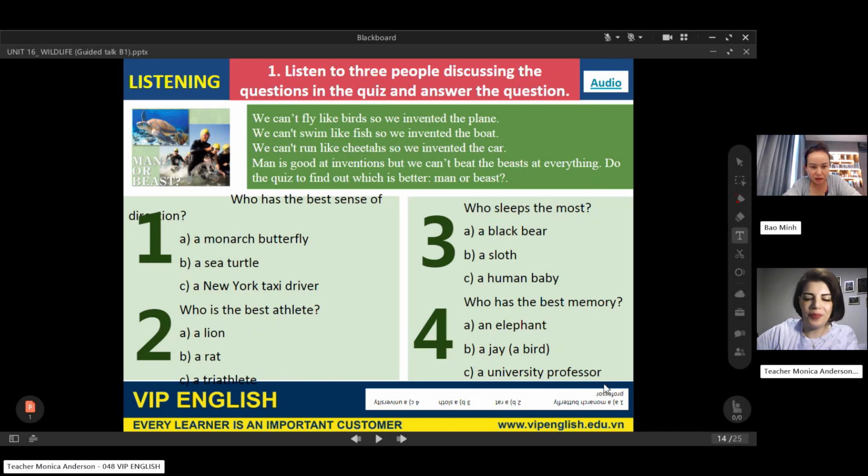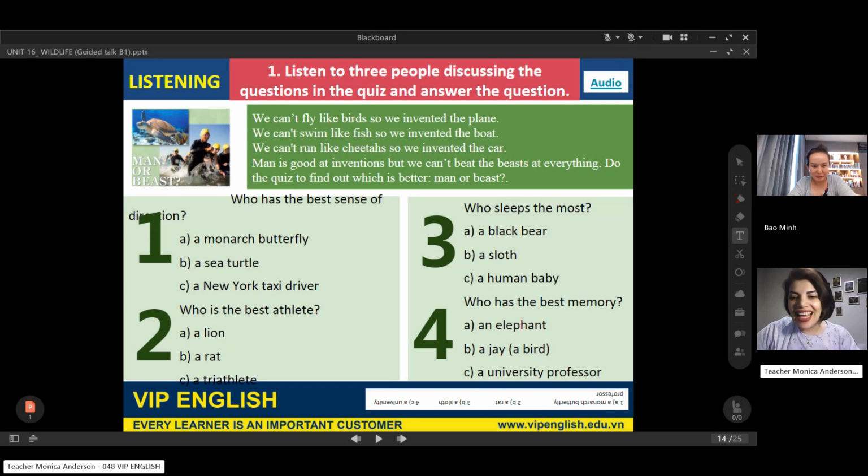Who has the best sense of direction? A sea turtle has the best sense of direction. Ah, really? Yes. Why? I heard the monarch butterfly. Yes, because the monarch butterfly was actually the distractor. It distracted your attention. First they mentioned the turtle, and after that they said monarch butterfly. Okay, so this is the answer.